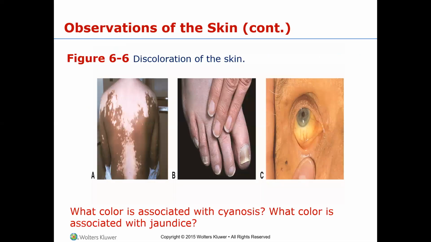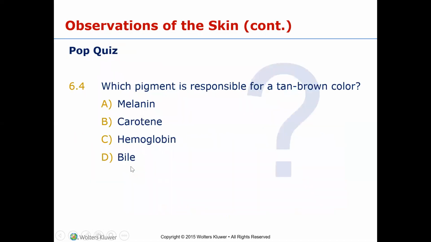Here are some discolorations. If we look, B would be cyanosis, which has a bluing to the skin, and that's related to the lack of hemoglobin. Jaundice here is in the whites of the eyes, and then again in the skin, because the bilirubin is not being broken down. And then here we just have a discoloration as a result of the lack of melanin being produced by the melanocytes. Okay.